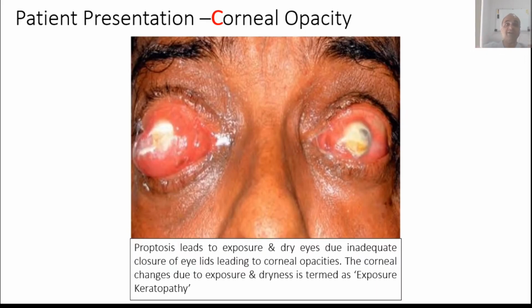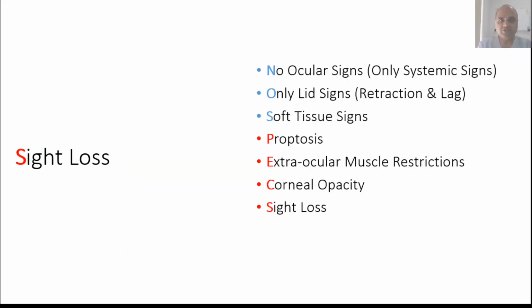Obviously, this is one very extreme representation of exposure keratopathy. It can be just a few corneal epithelial defects, corneal ulceration, but these scars are a very extreme representation. But it's been shown here to show you what the disease can do to the patient if appropriate management is not done. This is the last stage of our classification system, which is sight loss.